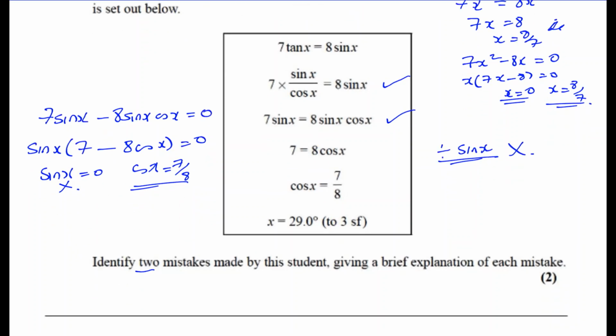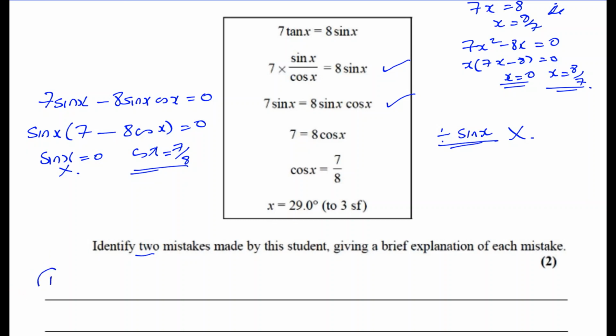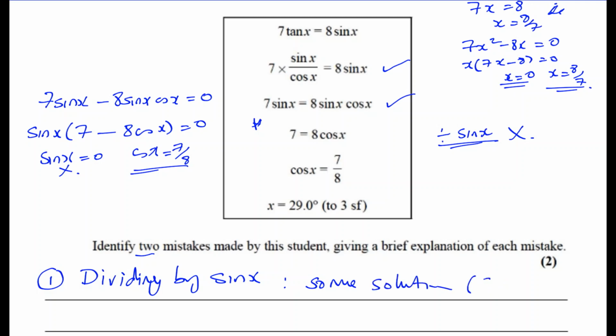So we can say one mistake is dividing by sin x. The first mistake is in this line where they divided by sin x. Some solutions will be lost, which is the solutions to sin x equals 0 are lost. Okay, what's the other mistake?